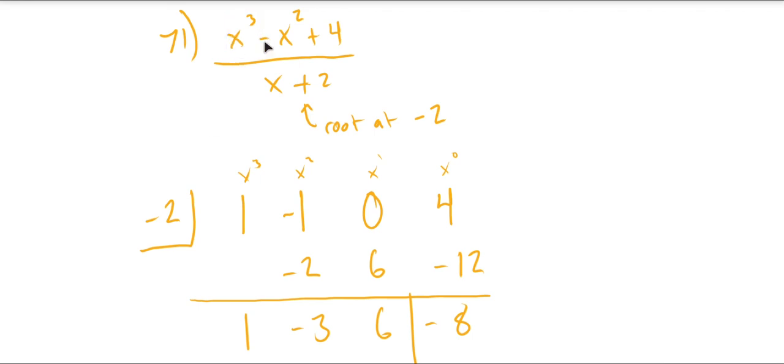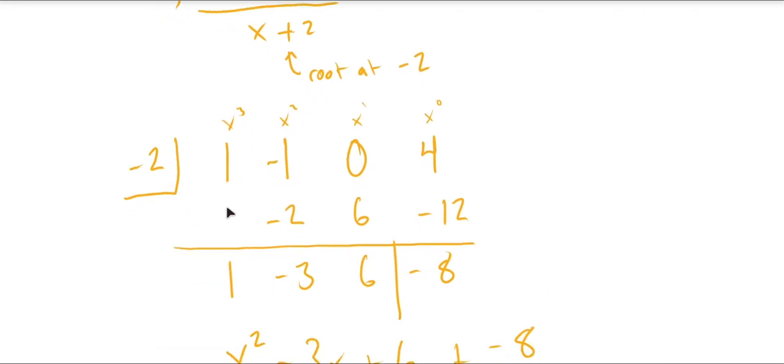We also want to encode the coefficients, and we want to take extra care not to miss coefficients of 0 that are given to terms that don't appear in the polynomial. So for example, there's no x's here. That needs to get recorded. So we have 1 for x cubed, we have negative 1 for our x squared coefficient, we have a 0 for our x to the 1 coefficient, and our constant coefficient is 4. So we encode those constants, and then we do the following algorithm.